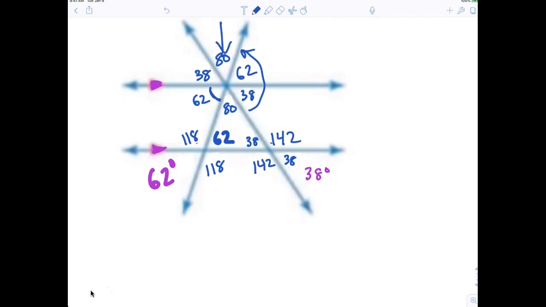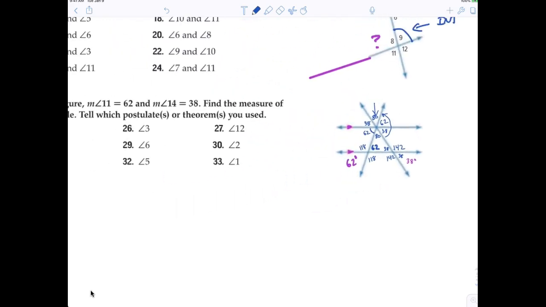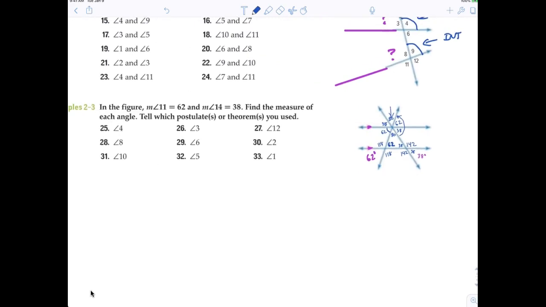Yes, sir. This is kind of just a question for the test. I get all this stuff, like how to figure all this out, but on the test, I don't know if I'll be able to put what postulate or theorem. That's what we're getting at, so we're going to work on this. I'm not making you write that out. You're not writing a postulate or theorem for that.